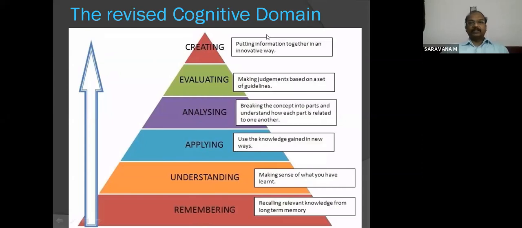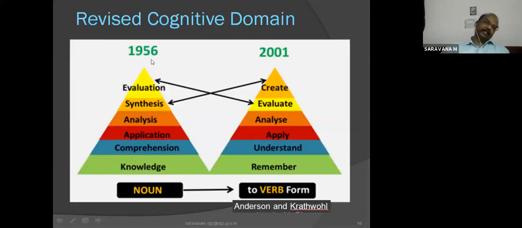And in the revised cognitive domain, you can see verbs. What is the difference with nouns? The initial cognitive domain was listed with nouns, whereas an action word is a verb. Knowledge is not an action word or verb, but remember is a verb. You know the difference between a noun and a verb.